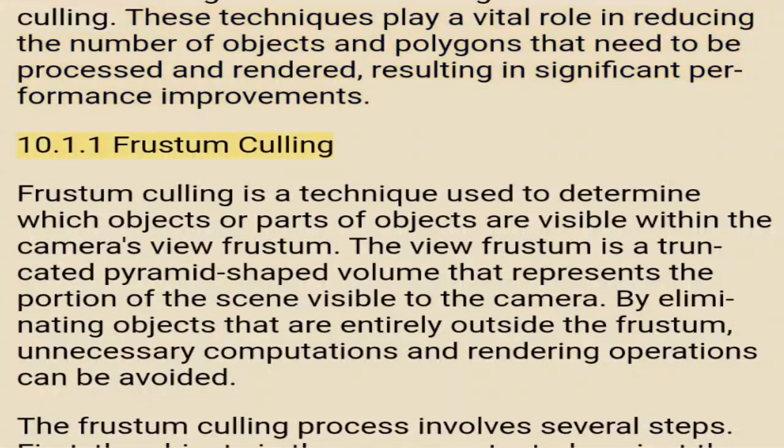10.1.1 Frustum culling. Frustum culling is a technique used to determine which objects or parts of objects are visible within the camera's view frustum. The view frustum is a truncated pyramid-shaped volume that represents the portion of the scene visible to the camera. By eliminating objects that are entirely outside the frustum, unnecessary computations and rendering operations can be avoided. The frustum culling process involves several steps.